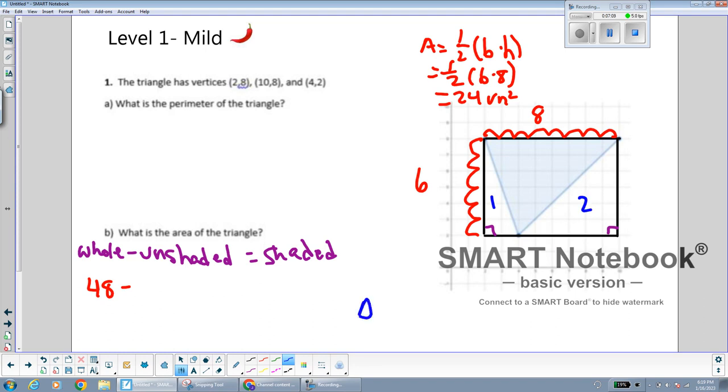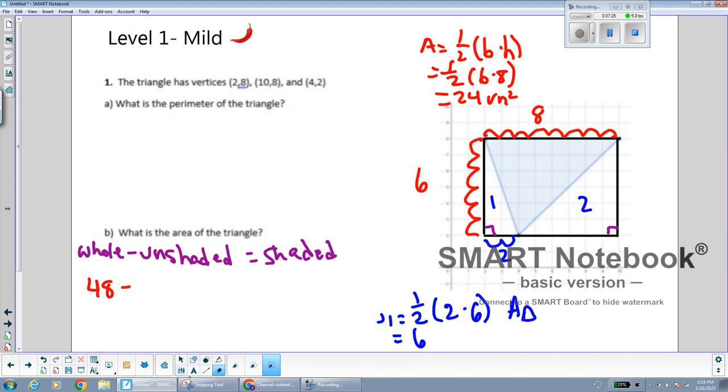So we have right triangle number 1 and right triangle number 2. The area of triangle 1 is 1/2. The base is 2. And the height is 6. So that is 6. Half of 12 is 6. And the area, that was supposed to be an A for area.